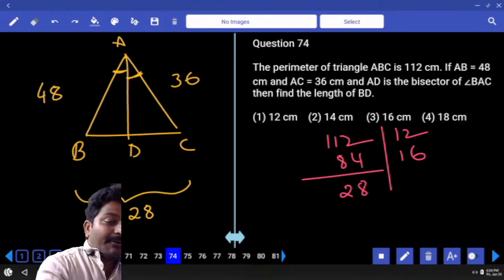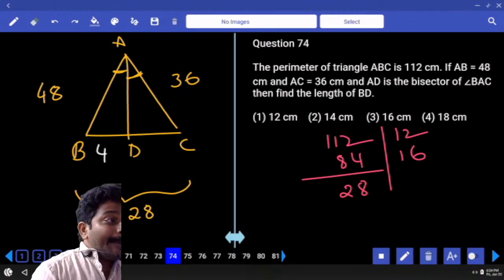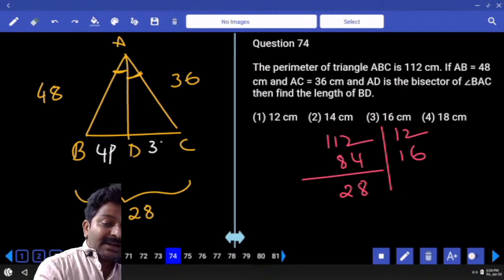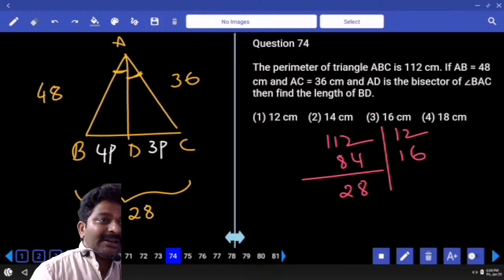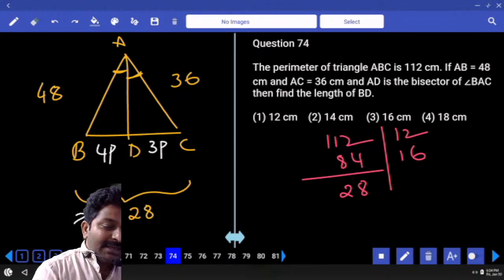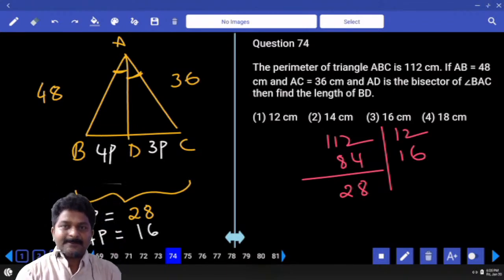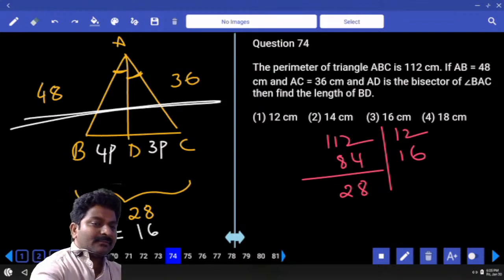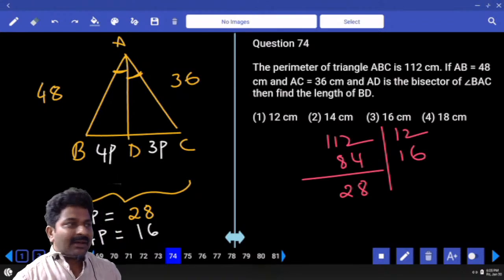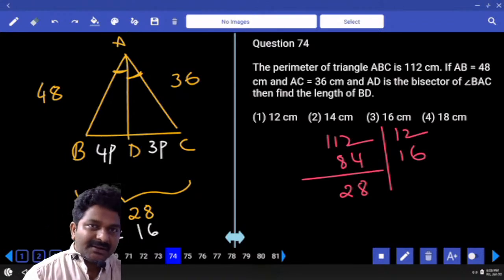What is the ratio here? 48 and then 36. 4:3. Then ratio between BD and DC also must be 4:3. That is 4 parts and then 3 parts. How much is total? 7 parts. 7 parts is equal to 28. Question is about BD. 4 parts is equal to how much? 7 4 times is 28. 4 4 times 16. Third option, final answer. Ratio concept we are using. Even our first question also is based on ratio concept.